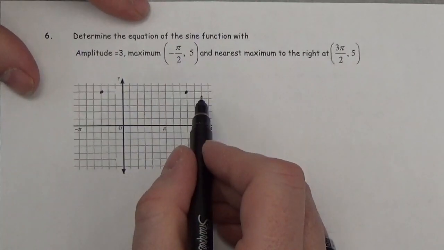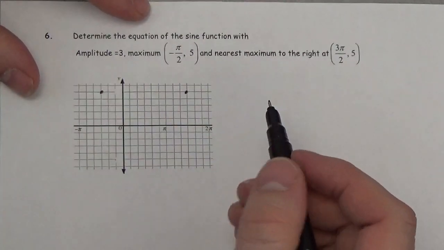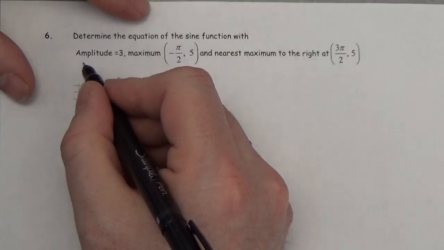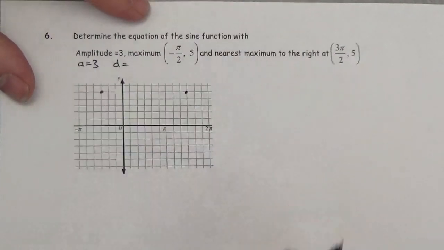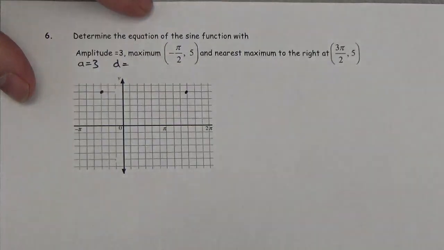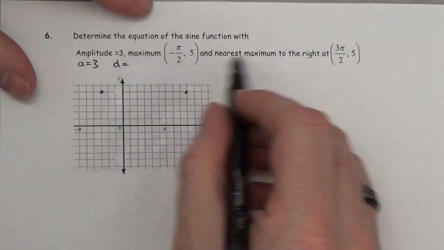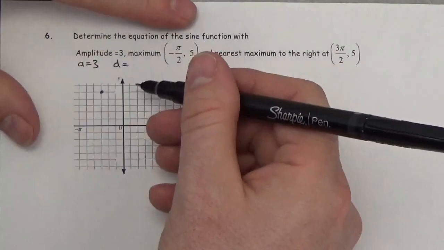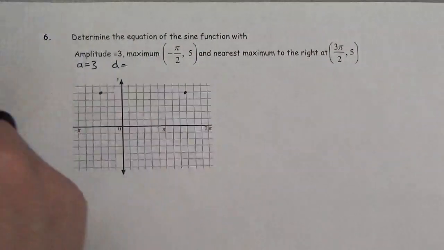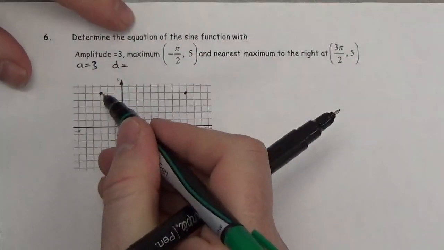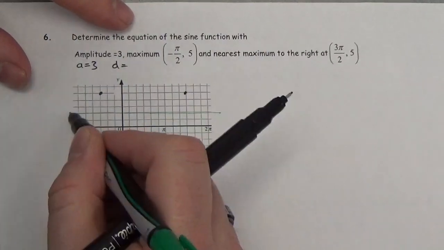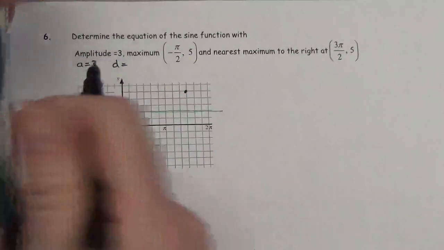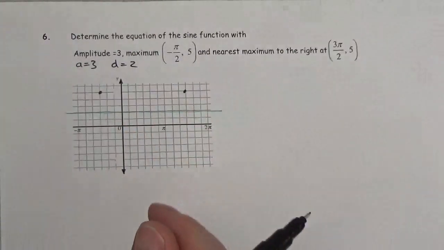Halfway in between those two is where I'm going to hit my minimum. Well, first of all, my amplitude is 3, but right away I can tell you what my D value is. My maximum is 5 here, so my median is going to be 3 down from that. 1, 2, 3. So here's my line. That's my D line, and so D, I can tell, is going to be 2.